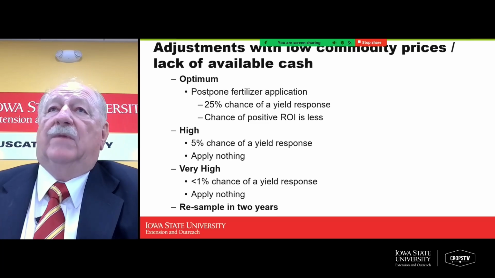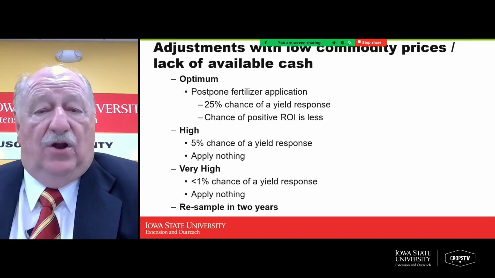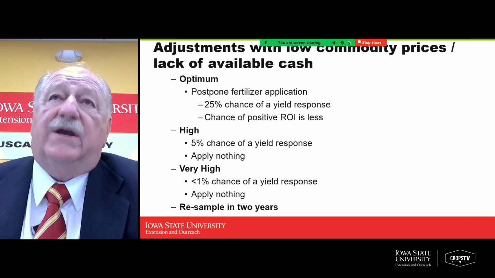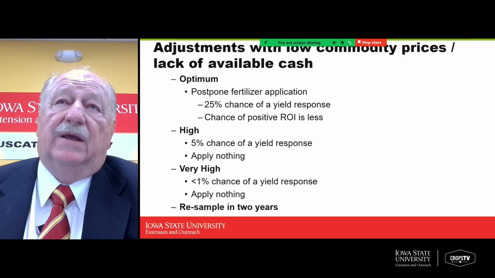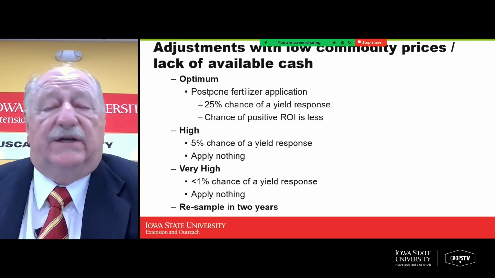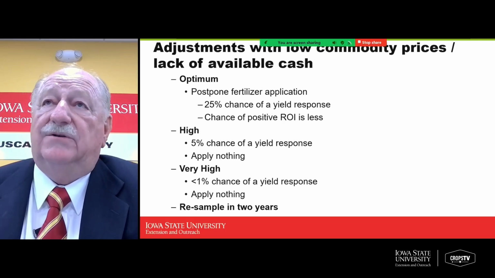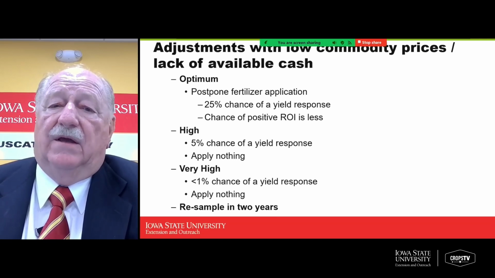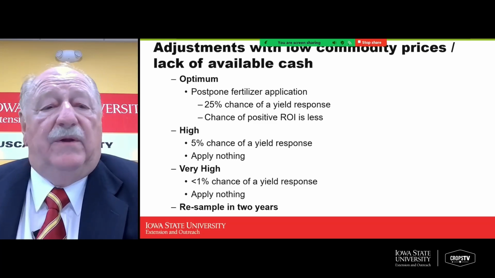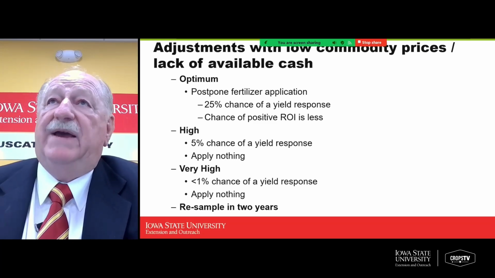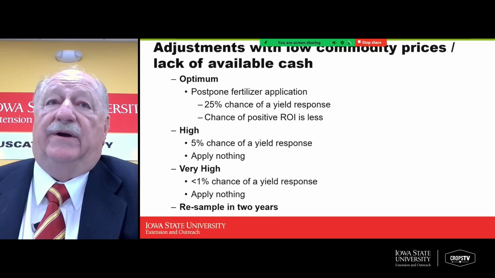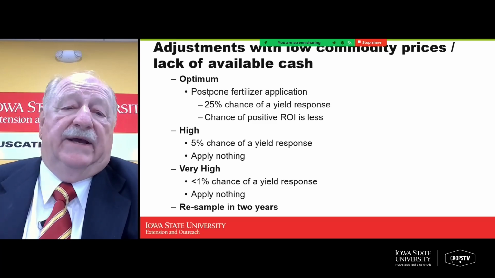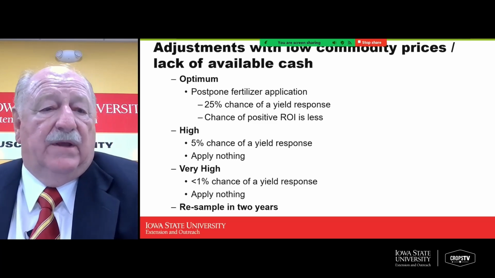Once we get to optimum, remember now, optimum in the long term is where we want to be for maximum profit. But if we're looking at a short-term return on investment, we have only about a 25% chance of getting a yield response in the next year or two, and the chance of a positive return on investment is less. So with the low commodity prices, it's probably the better part of valor to not make applications to optimum testing soils, and then put the fertilizer back on when the commodity prices have improved.